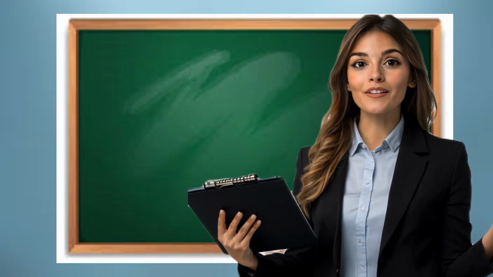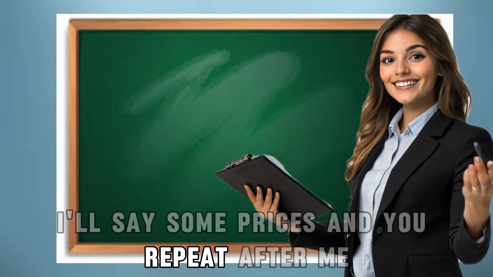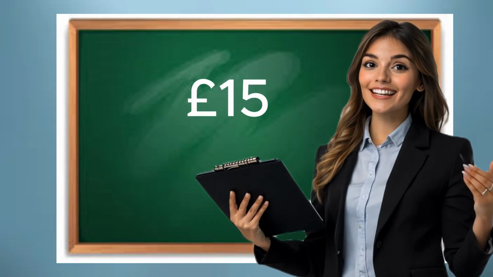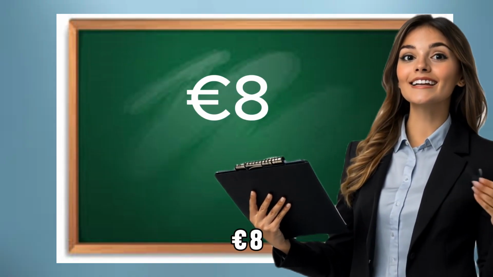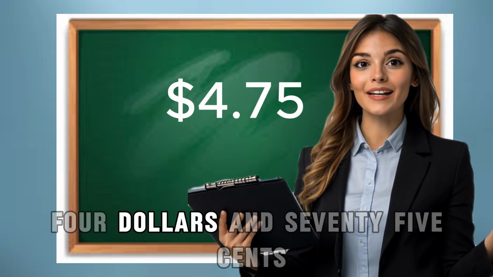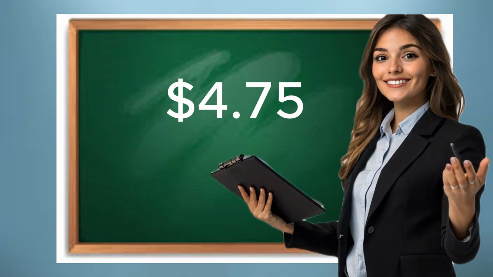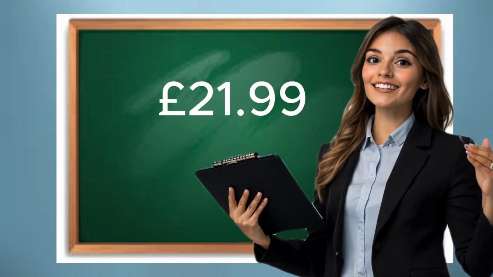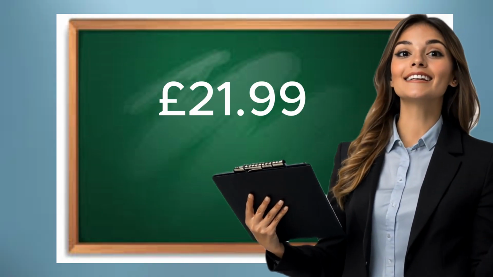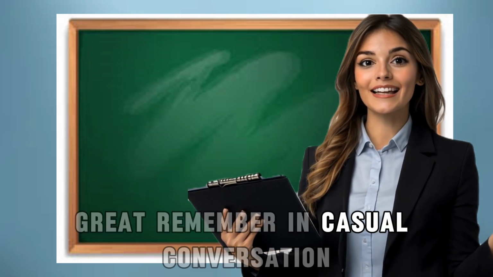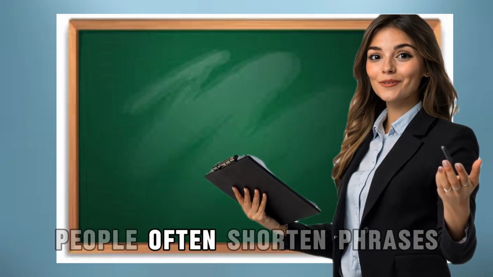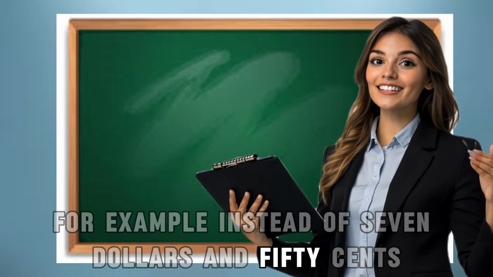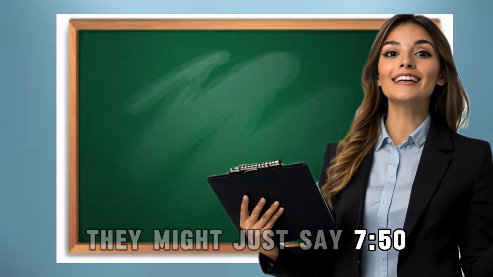Let's practice. I'll say some prices, and you repeat after me. $3, 15 pounds, 8 euros, $4.75, 21 pounds and 99 pence. Great! Remember, in casual conversation, people often shorten phrases. For example, instead of saying "seven dollars and fifty cents," they might just say "seven fifty."